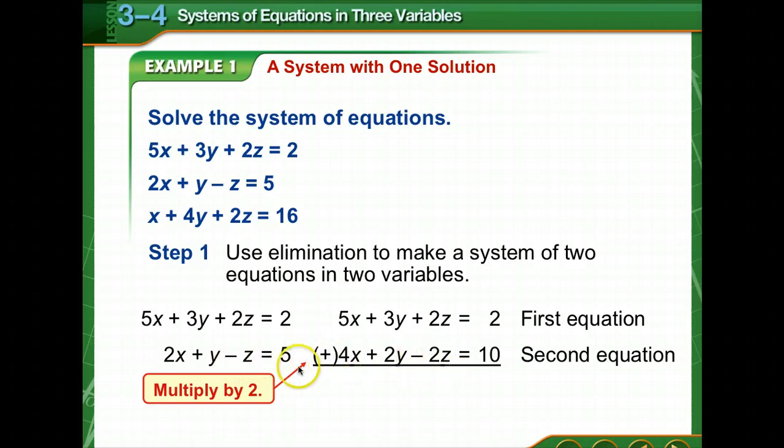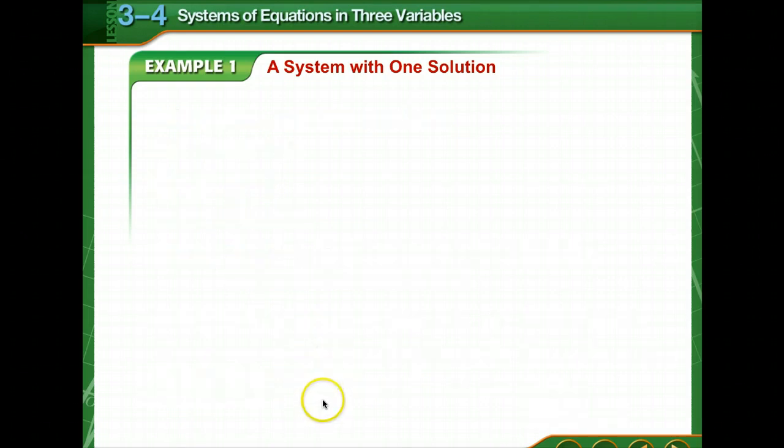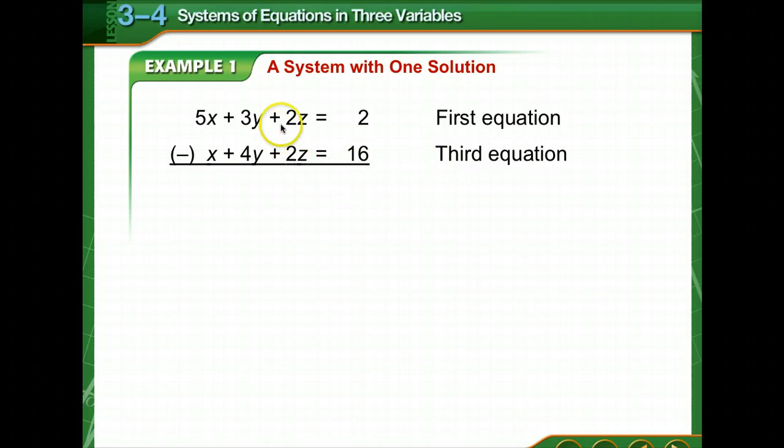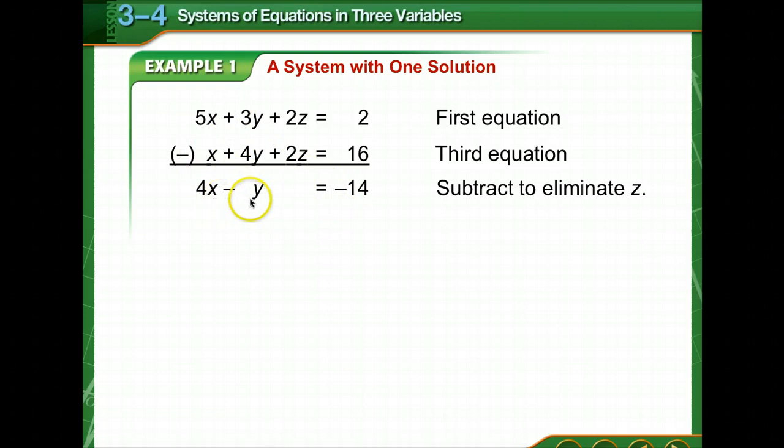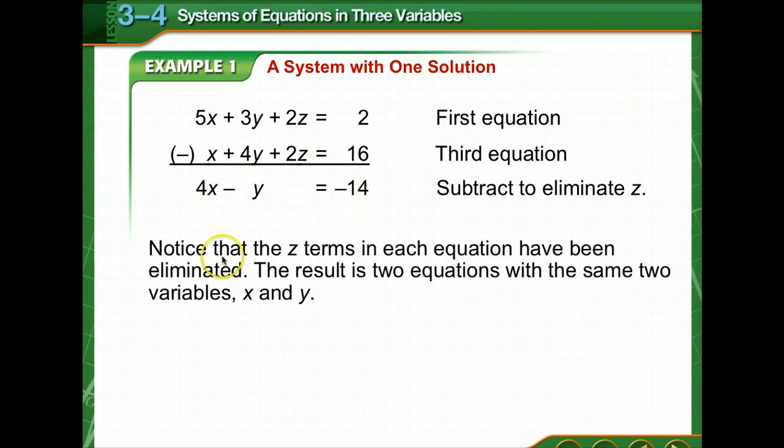We do that because we notice that with this plus and minus on the z, we can get rid of the z. That's going to leave us with 9x plus 5y is equal to 12. Because we've eliminated the z on the first 2 equations, we're going to have to do something to eliminate the z on the second or the third equation. It doesn't matter if you pick the first or the second equation to go with the third equation, whichever makes the elimination of the z easier. What we're going to do is just subtract these from each other. So we have 4x minus y is equal to negative 14. So the z terms in each equation have been eliminated.